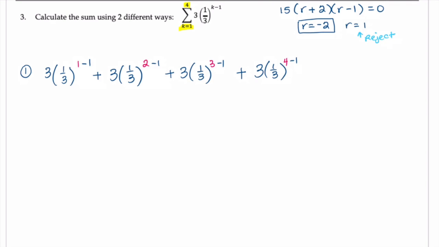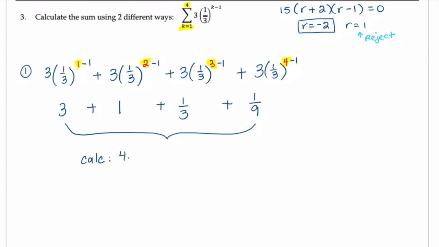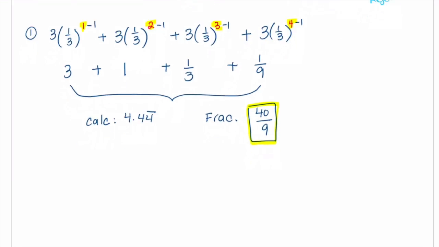Alright, so all I did is place my k starting at 1 all the way to 4. Now I'm just going to evaluate this. And let's calculate it further. So the sum of the 4 terms would be equal to 40 over 9. The calculator gave me that decimal value and I changed it to a fraction. So what's our second way?